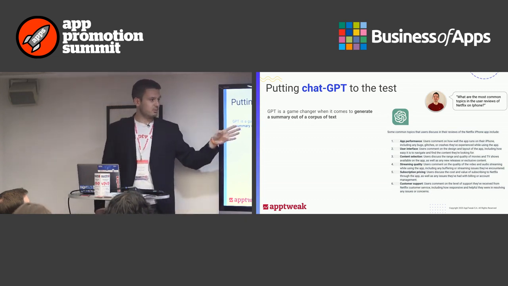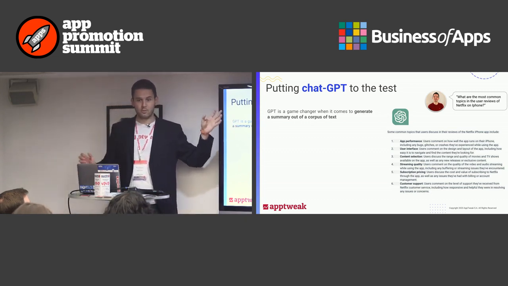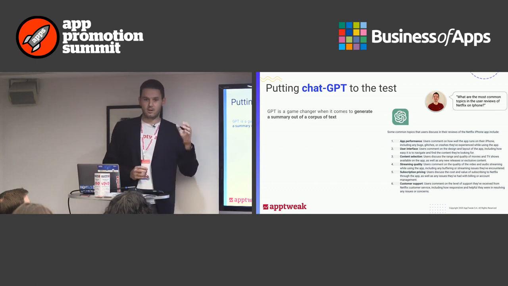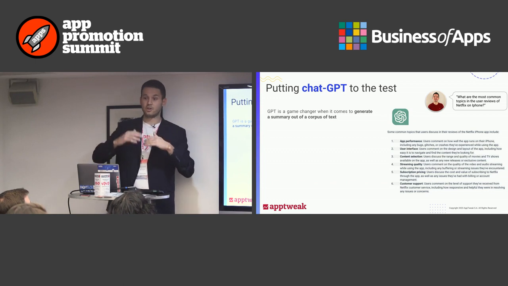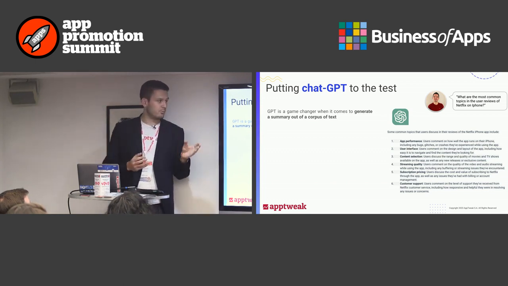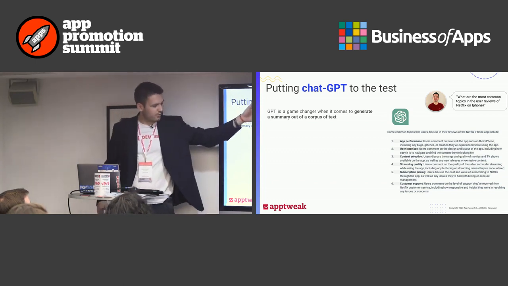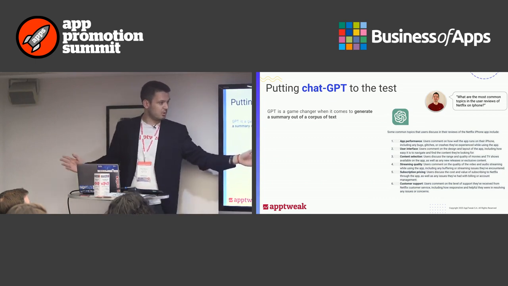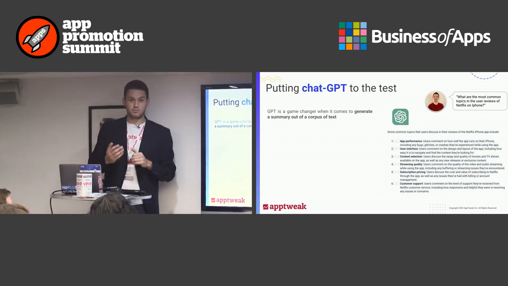And to be fair, initially we were pretty impressed. We really believe it is a game changer, especially when it comes to providing a human-readable text summary out of a large corpus of text. It's really, really impressive. And here we see that we have a list of 6 topics that sound actionable, with some descriptions. So that's pretty nice.